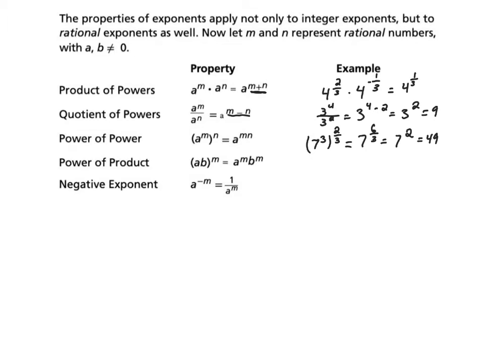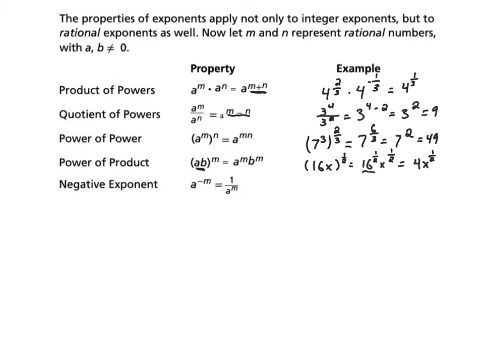Next one, if we have a power of a product, so we're raising a multiplication problem to a power, we distribute that power to each of them. So for example, say we have 16x raised to the 1/2. Distribute that 1/2 to the 16 and to the x. And then we could reduce that, because the square root of 16 is 4, and then we leave x to the 1/2.